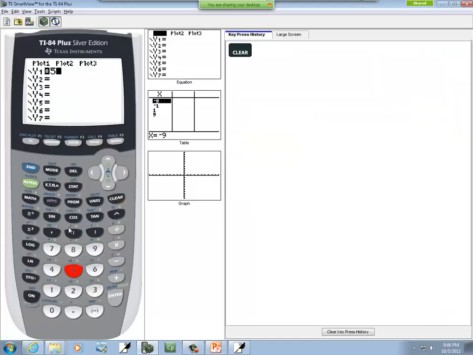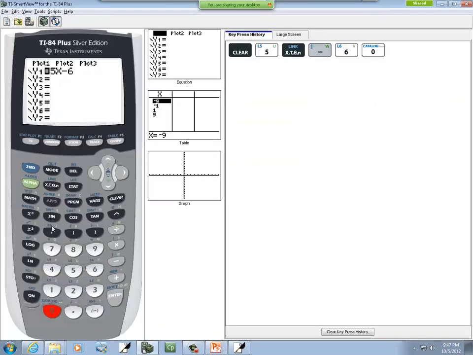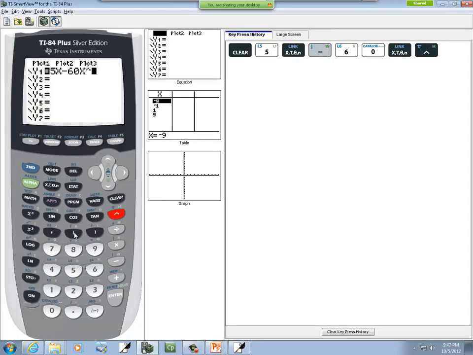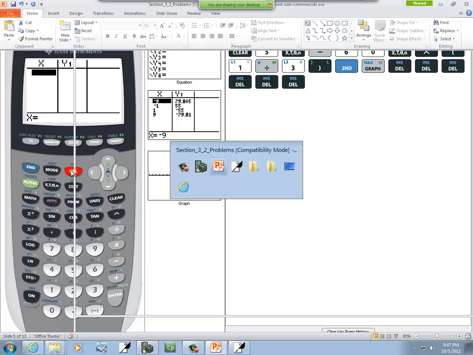5x minus 60 x caret. And notice I have more than a single number or a single variable in my exponent, so I put parentheses around it. So I do a beginning parentheses, 1 divided by 3, closing parentheses. And now I'm going to go back to table mode. So I do second graph. Now I'll delete those values because I'm going to use different ones.